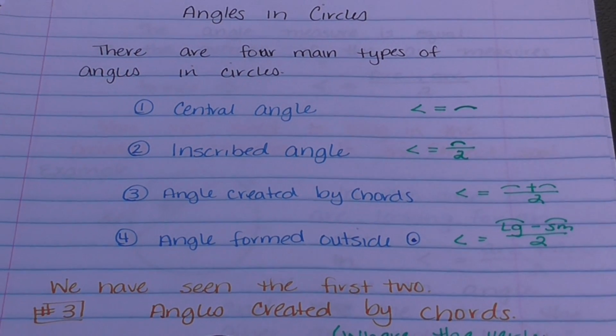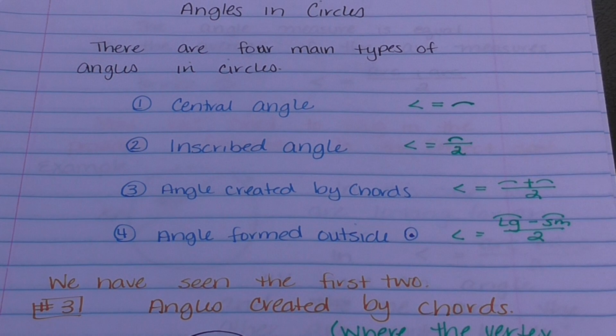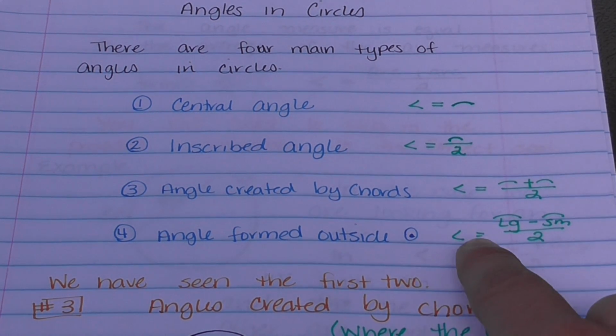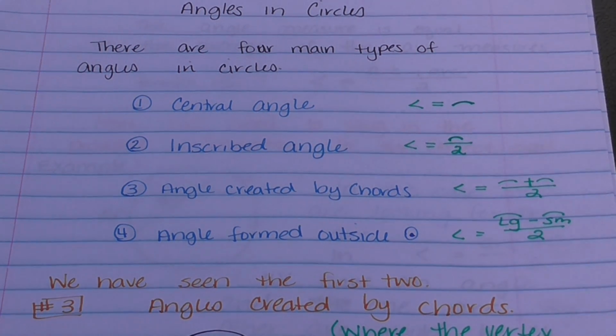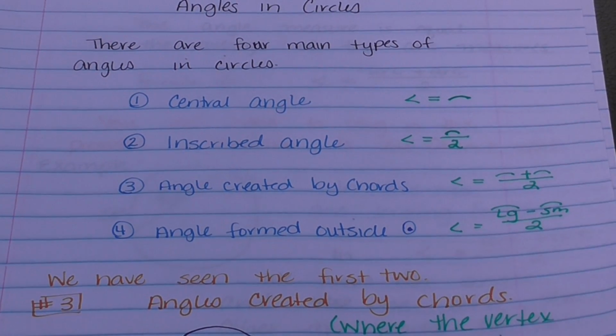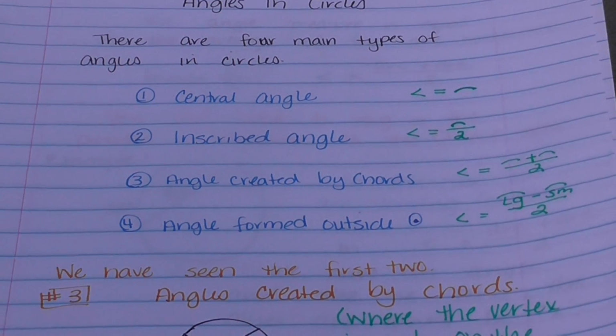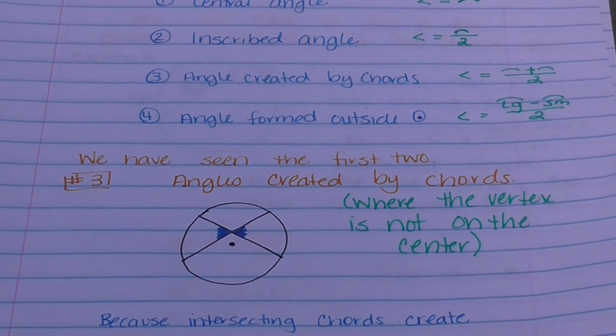Then the angles formed outside the circle always make two different sizes of arcs. So your angle equals large arc minus small arc divided by 2. Since we've talked about the first two, we're going to go straight to number 3, angles that are created by chords. So this is an example of an angle that's created by two chords.